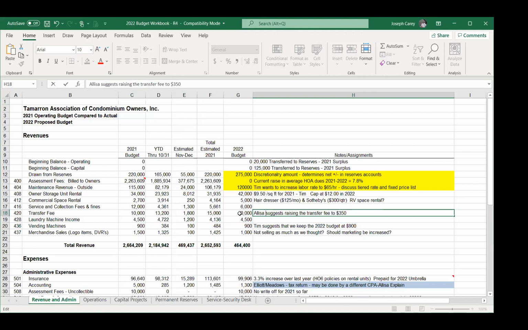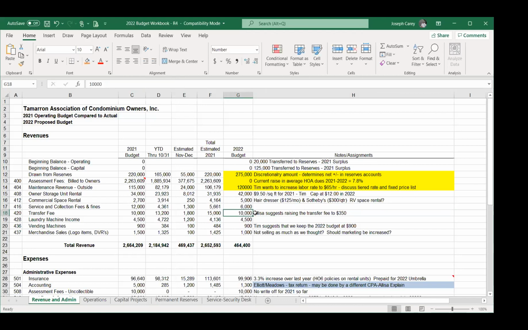Well, I can highlight this and we can have further discussion on it if anybody wants to think about that. I'm gonna kick that up to 15,000 right there anyway. 50 transactions at 350 would be more than 15,000.